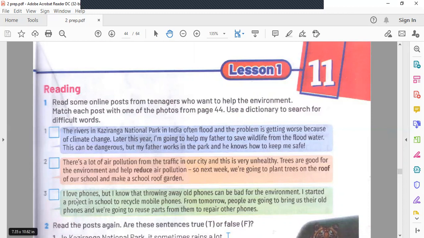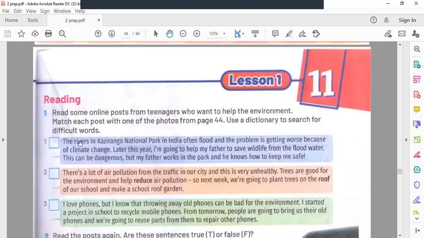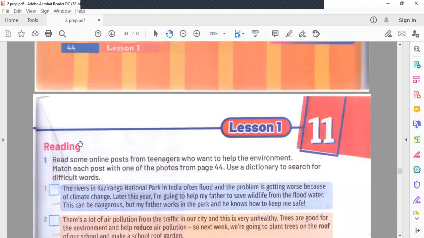Three, I love phones, but I know that throwing away old phones can be bad for the environment. I started a project in our school to recycle mobile phones. From tomorrow, people are going to bring us their old phones and we are going to reuse parts from them to repair other phones. So, paragraph number one, the boy is going with his father to save wildlife.